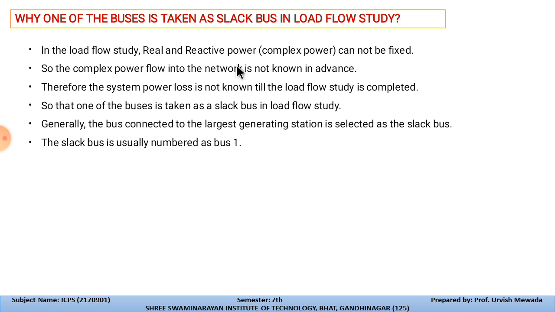In the load flow study, the real and reactive power, the complex power, cannot be fixed, because these powers keep fluctuating or changing due to changes in the element characteristics present in the transmission system or the whole power system. So the complex power flow into the network is not known in advance, because S is equal to P plus jQ, the resultant of active and reactive power. That's why these powers are continuously varying, and we cannot predict the value of the complex power in advance.